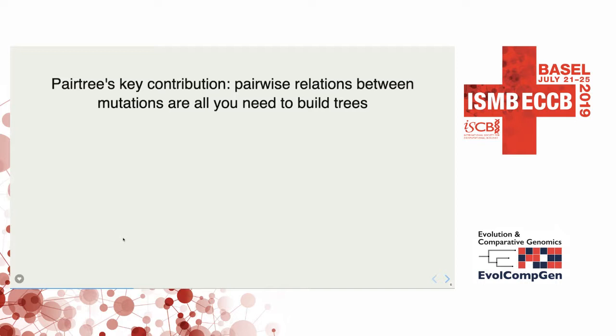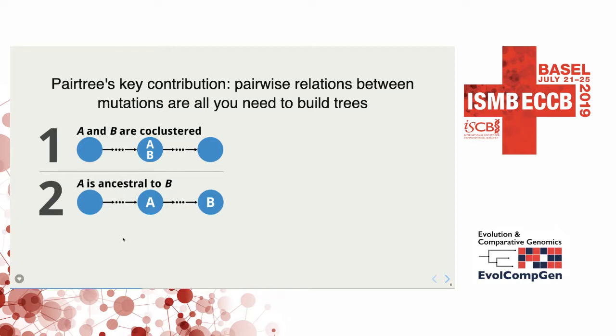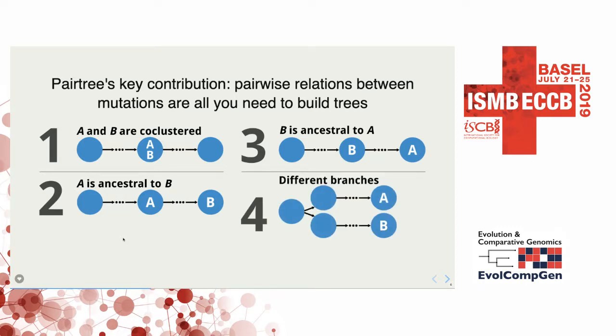Now, the key contribution we make is to recognize that if you want to build a tree, all you need are pairwise relations between mutations. So let me explain. If you come to me with mutations A and B, there's only 4 possibilities. So the first is that they occur in exactly the same set of cells. We say they're co-clustered. The second would have A being ancestral to B, so that all cells that have B must also have A, since they inherit their ancestral mutations, but we'll have some cells that have A but not B. Then there's the inverse as a possibility, where B is ancestral to A, and then there's the possibility that A and B are on different branches, so that no cells have both A and B together.